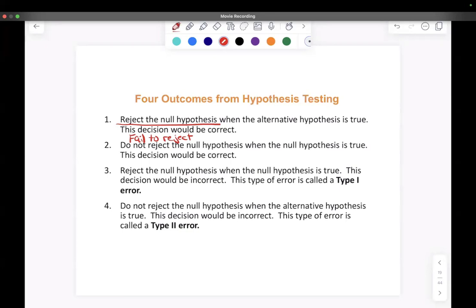So if I rejected the null hypothesis, but the null hypothesis was true, this is a type 1 error. This means you made an error. You rejected it when you shouldn't have. This is called a type 1 error. If you fail to reject, but you should have rejected, then this is a type 2 error.